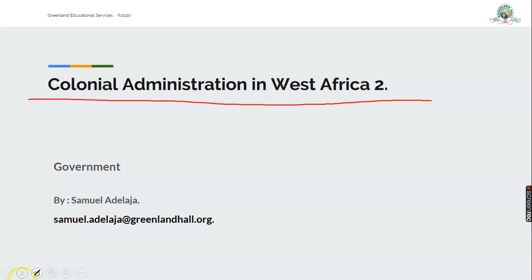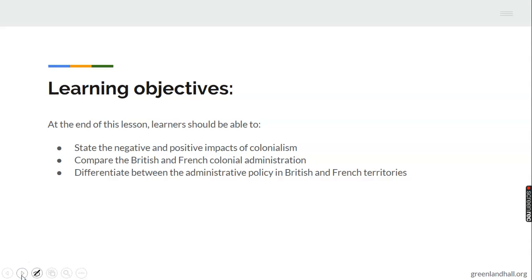Let's look at the learning objectives. At the end of this lesson, you should be able to: 1. State the negative and positive impacts of colonialism. 2. Compare the British and French colonial administration. And lastly, you should be able to differentiate between the administrative policy in British and French territories.